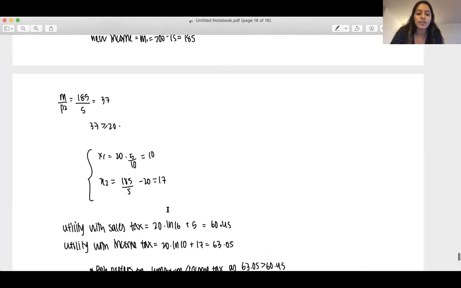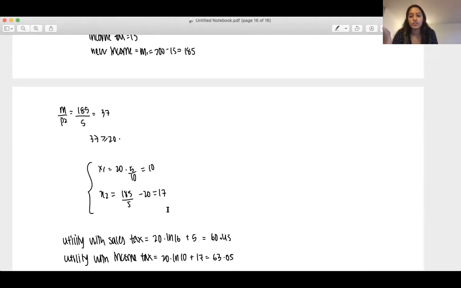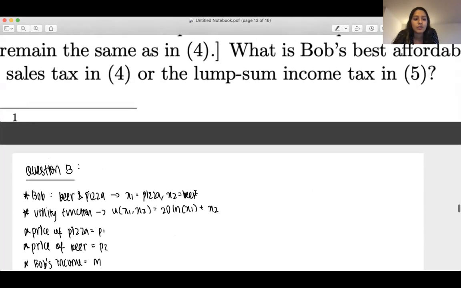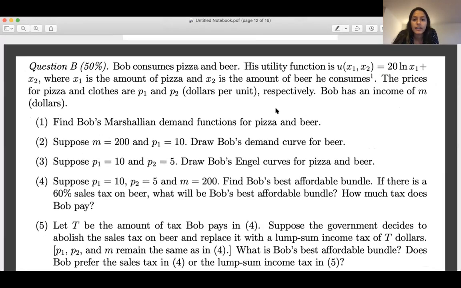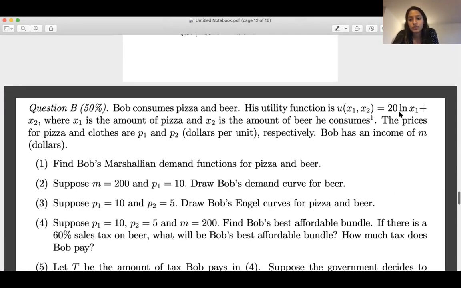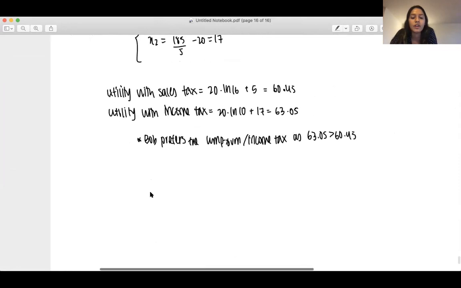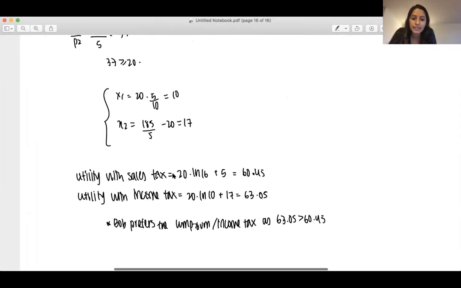So in order to decide which bundle Bob prefers, first you would calculate the utility with sales tax and then the utility with the lump sum income tax. We haven't even used this equation yet, which is the utility function, sorry. So if you go all the way back, it says his utility function is u(x1, x2) = 20 ln x1 + x2. So this is what we are using now. You just substitute in the values. With the sales tax, it's 20 times ln 16 plus 5. And you're allowed a regular calculator in the exam. So this is what you get, 60.45.